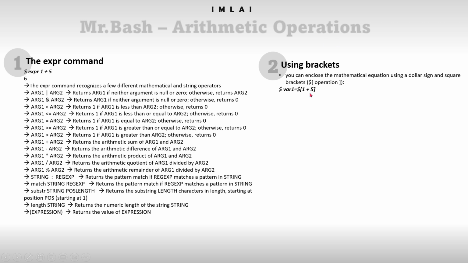So you can enclose the mathematical equation using a dollar sign and then square brackets. This is how we do it. So this arithmetic operation has been assigned as a value to the variable var1. Now when I call echo var1, it will print the output of that arithmetic expression. So using brackets makes shell math much easier than with the expr command. The same technique also works in shell scripts, and normally we follow this one only, instead of going with the rudimentary, primitive old expr command.